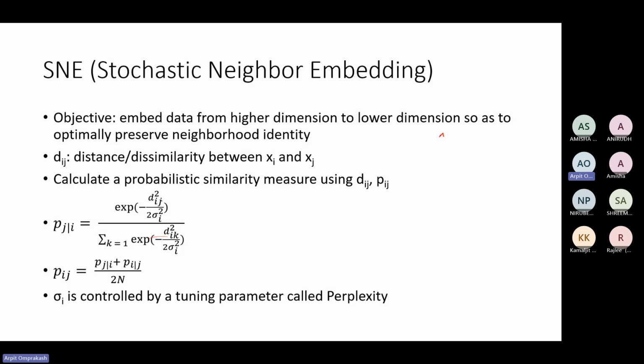So if the distance is low, then basically dij squared is low, right? Exponent of this is low. So this value is low. Oh, sorry, this is a negative, so this value is high. So if the distance between these two points in the higher dimension is low, then this probabilistic similarity measure is high, and vice versa. Okay. Is that clear? Does anyone have any doubts?